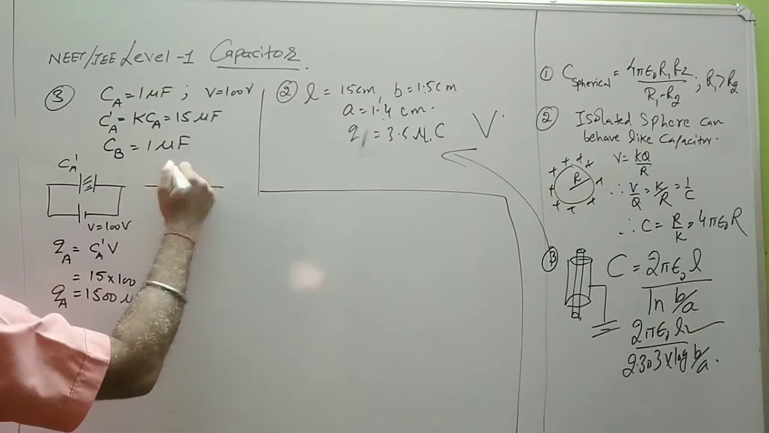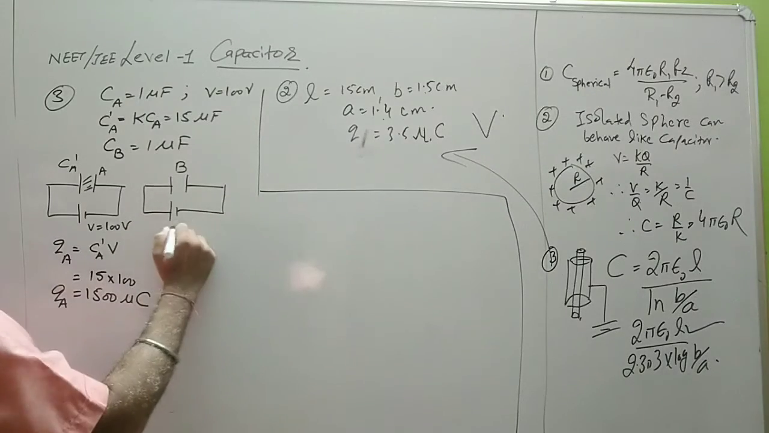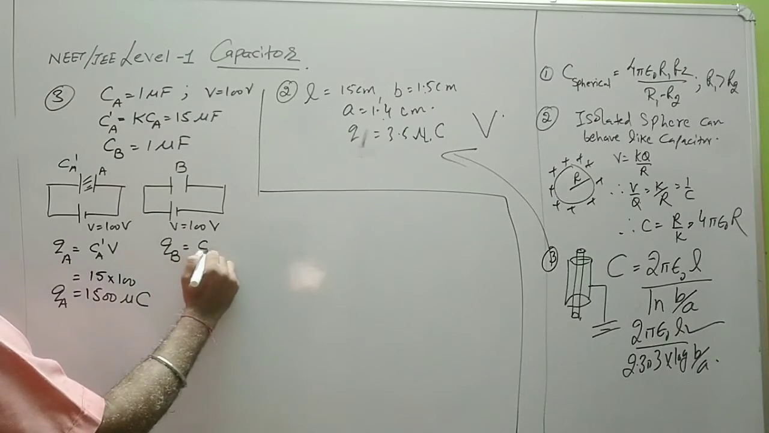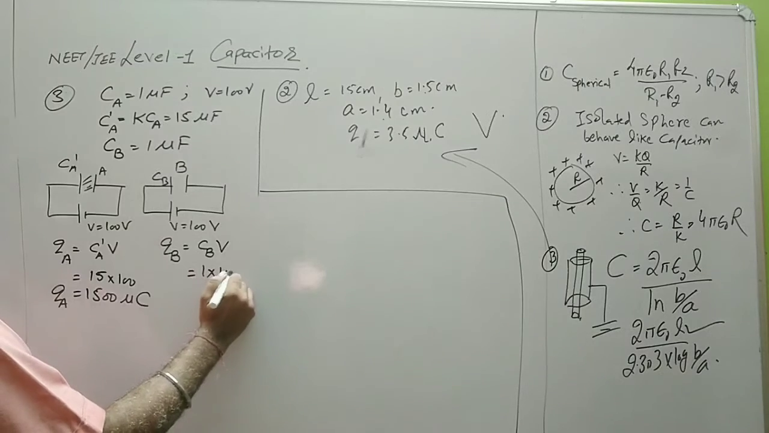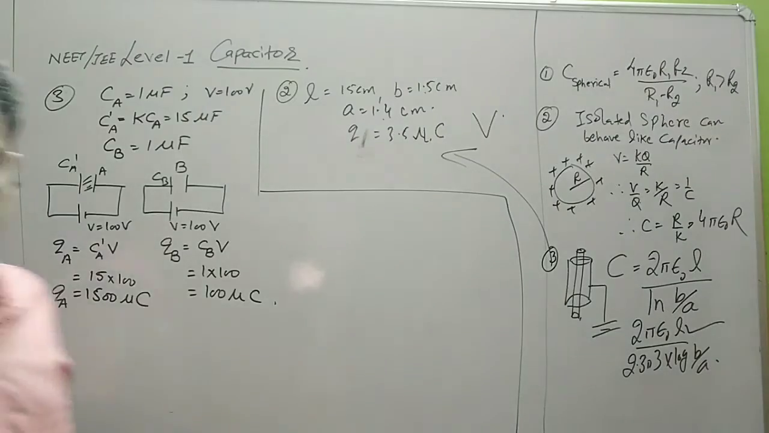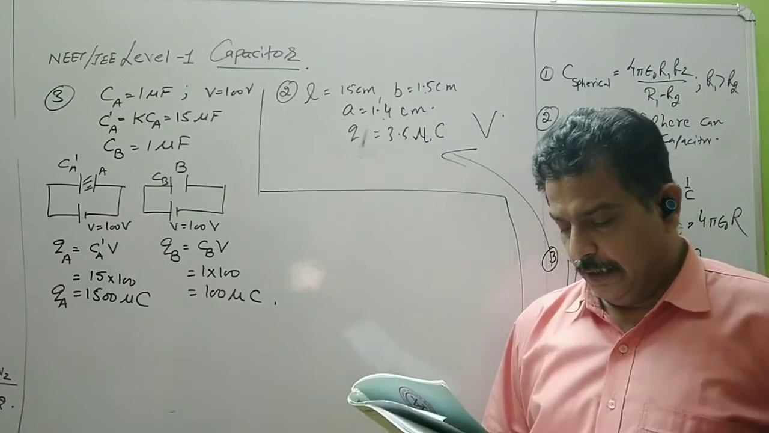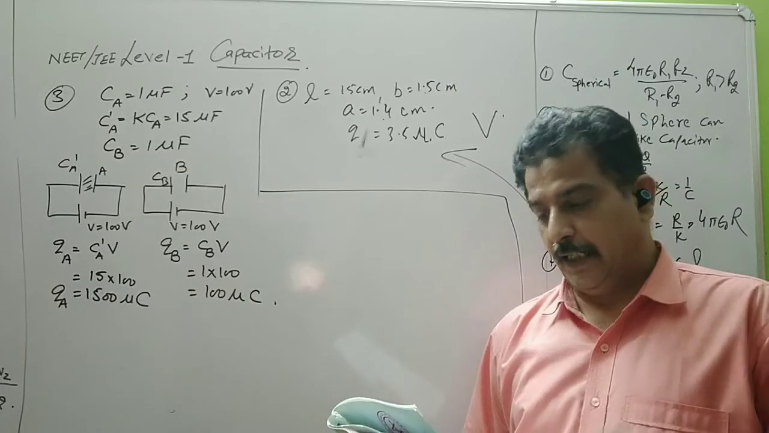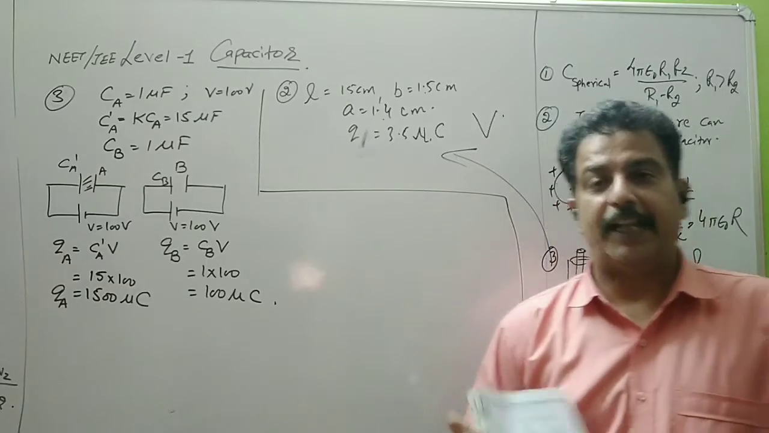Capacitor B. Say this is capacitor B. Again it is connected with a battery, V is equal to 100 volt. So its total charge will be CB into V, that is 1 into 100, that is 100 microcoulomb. This is the situation initially. Now both are connected parallel to each other without battery and without dielectric.